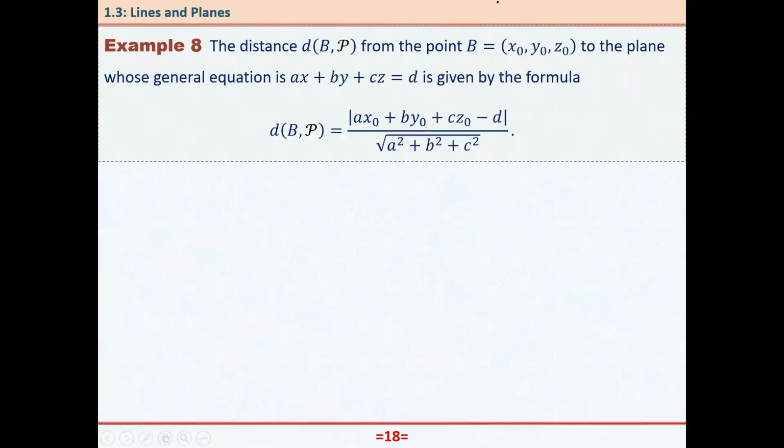Here it says that the distance d from the point B to the plane whose general equation is this is given by the formula. And here that thing, a x0 plus b y0 plus c z0 minus t, that is n dot v. And here we have, what is it? The norm of the normal vector. And that is practice for yourself. You'll prove it yourself. Okay.